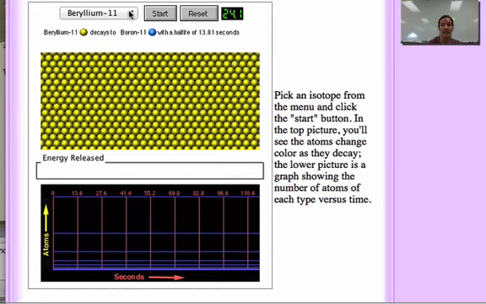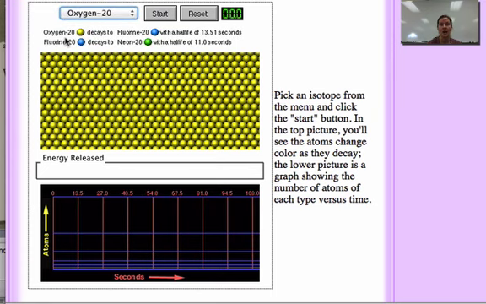If we reset this, we can look at one that's a 2-step decay. Oxygen is going to decay to fluorine in 13.5 seconds, and then that fluorine decays to neon in about 11 seconds. One thing to keep an eye on here is that as oxygen decays to fluorine, fluorine will also start decaying to neon. And all 3 of these particles are trying to establish some kind of balance between them as they all go through half-lives.